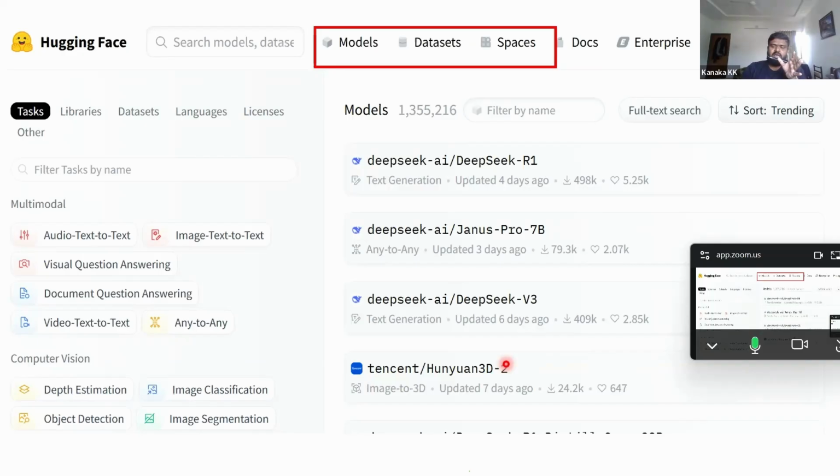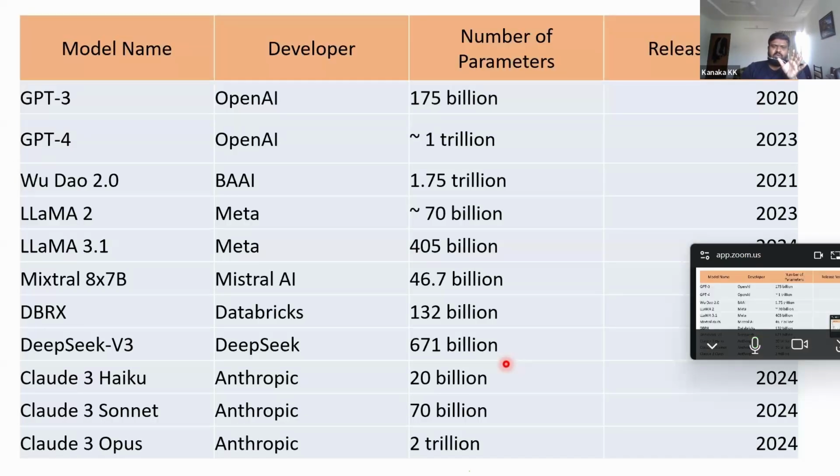For example, in the last slide I was showing Claude Opus. It has 2 trillion parameters. And recently I was using Qwen. I downloaded Qwen 3 onto my workstation. Qwen 3 is an LLM developed by a Chinese group, and it has 50 billion parameters.